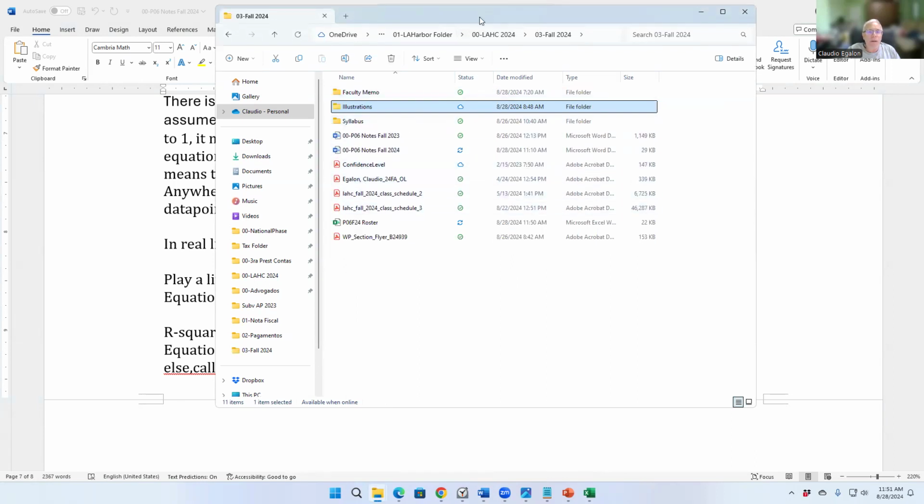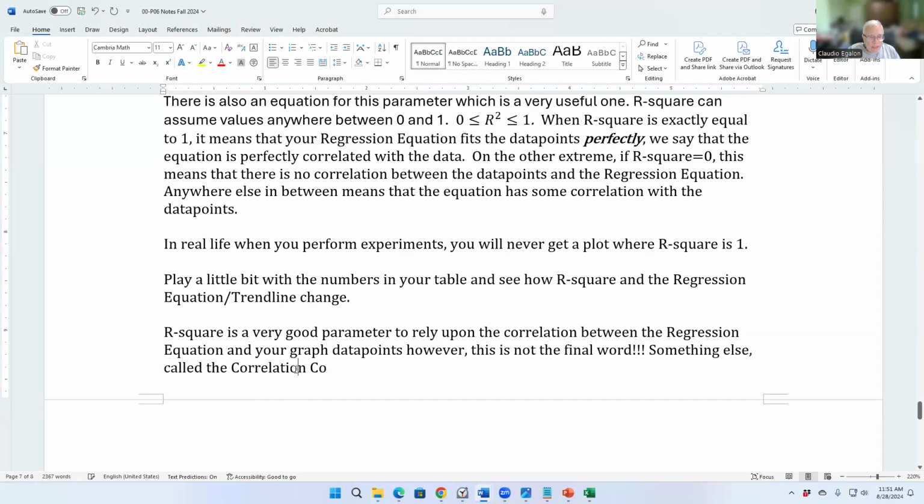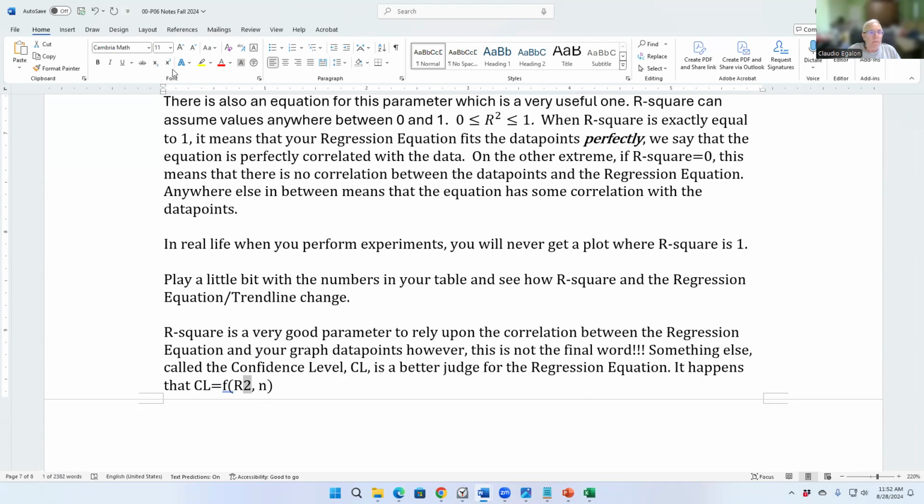The confidence level is not the correlation, it's something else called the confidence level, represented by the letters CL, and it is a better judge for the regression equation. It happens that the confidence level is a function not only of R squared, but also a function of the number of data points.